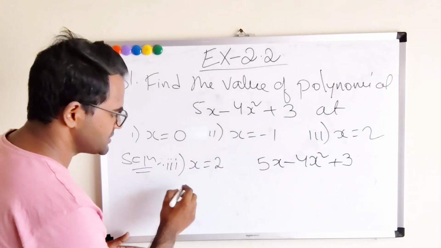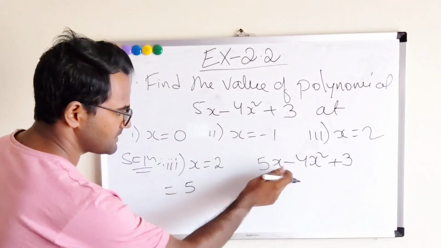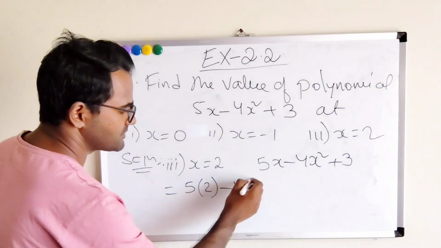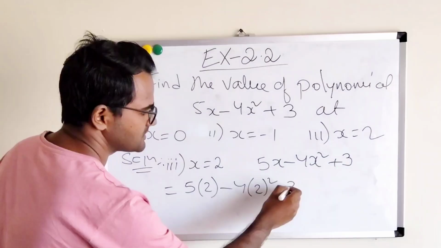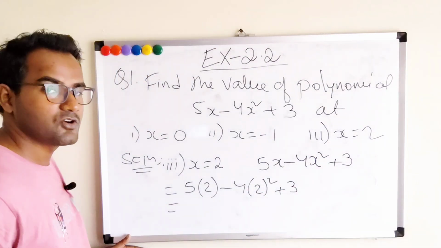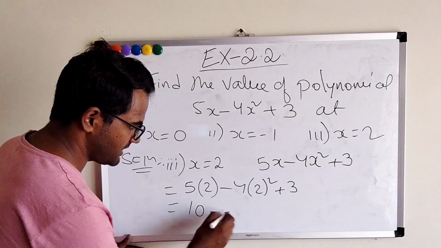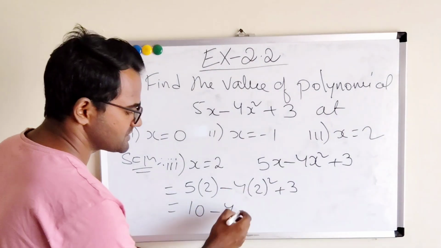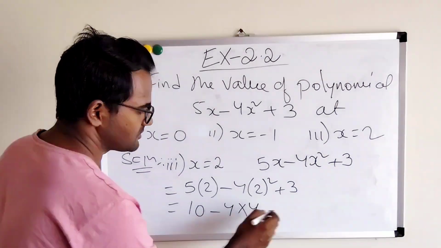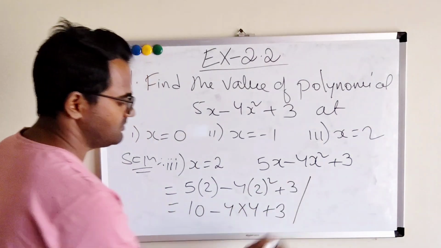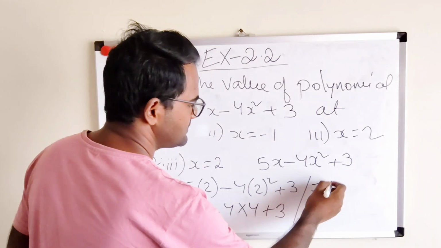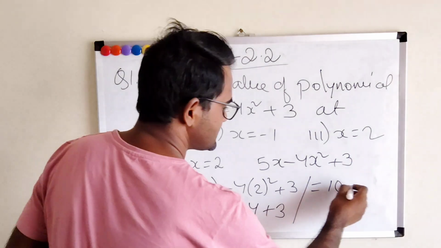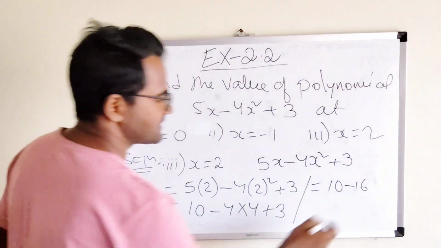So here we continue. That is 5, in place of x we are going to write this 2. 2 minus 4, in place of x again we are going to write 2 square plus 3. So 5 into 2 is how much? 10, right? Then minus 4, 2 into 2 is how much? It is 4, right? 4 plus 3. Now 10, you write the same thing here, 10. Then minus 4 into 4 will be minus 16, right? Minus 16 you get here, and plus 3.